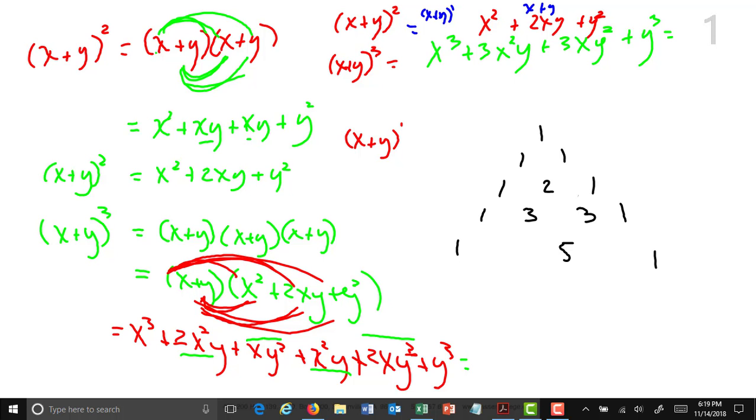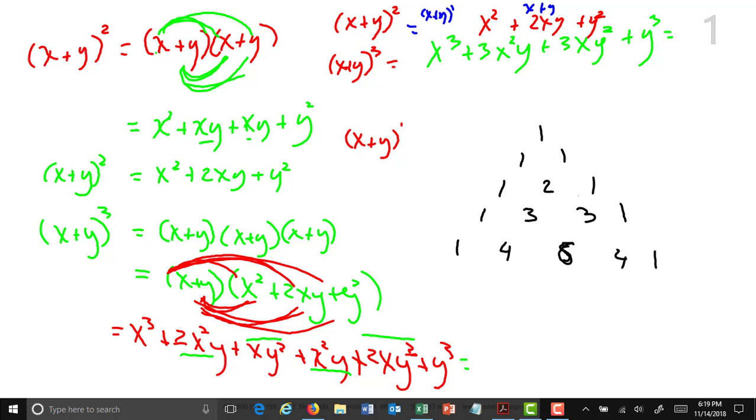So 1 and 3 is 4, actually, that's okay. 4. Yeah, and then here I got 3 and 3 would be 6. And here I got 4. And here I have 6.